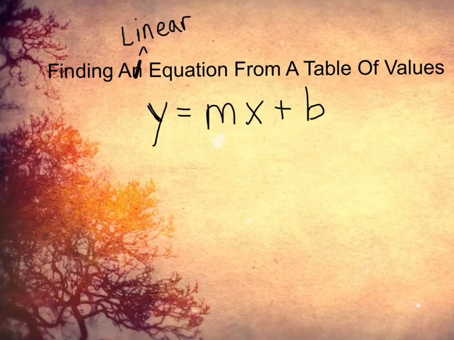So for example, our equation could be y equals 3x plus 2, and in this case, the value of m would be 3, or the coefficient is 3, and then our constant, or b value, is positive 2. So let's go ahead and take a look at a couple examples to see how we find this equation if we're given a list of values.